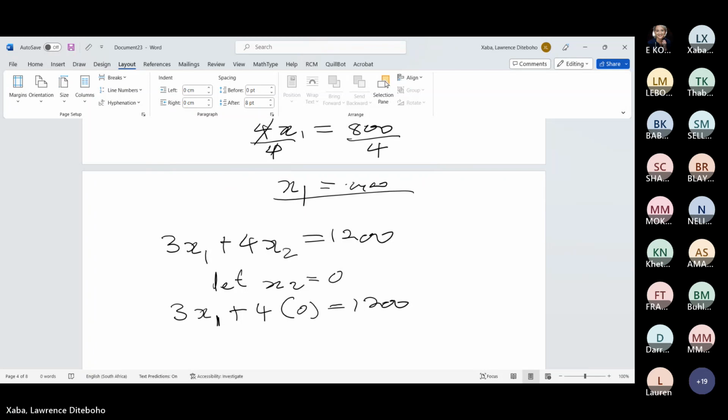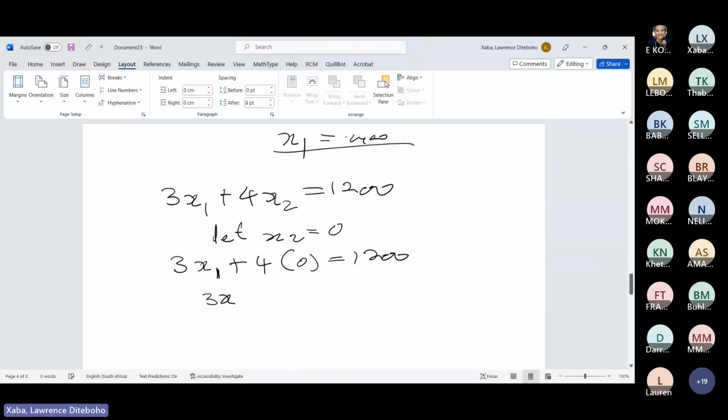So there's your 3x1 equals to 1,200. Then we divide both sides by 3. Then we have x1, which is 400.